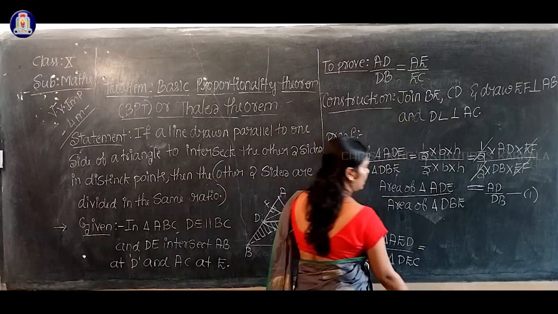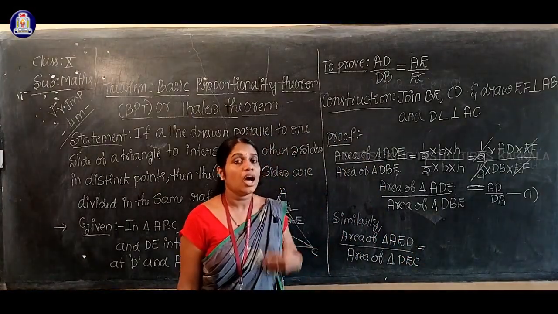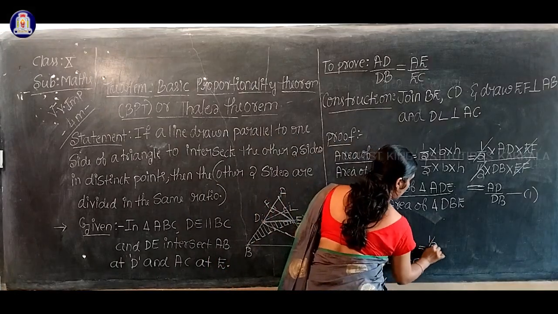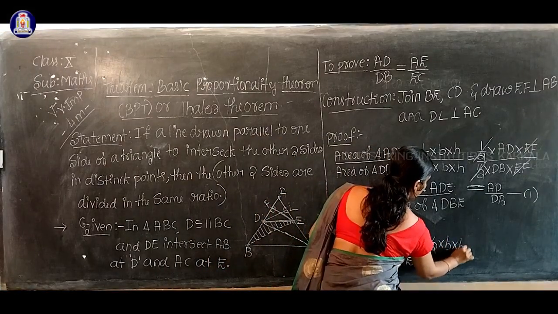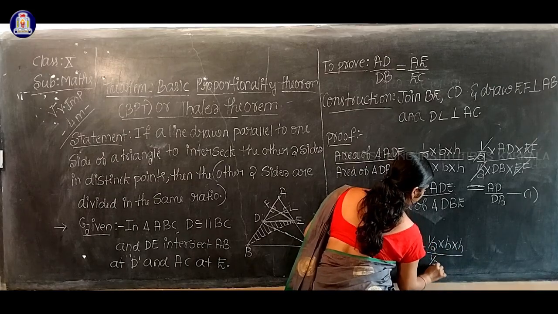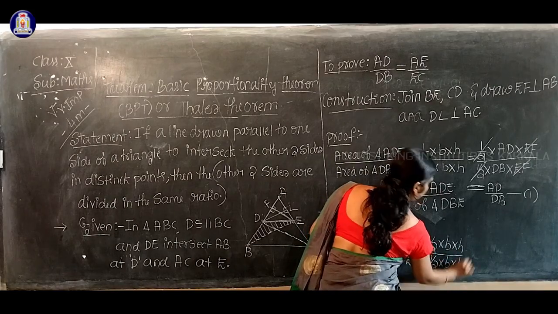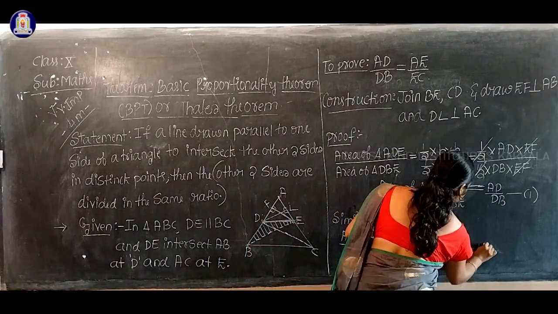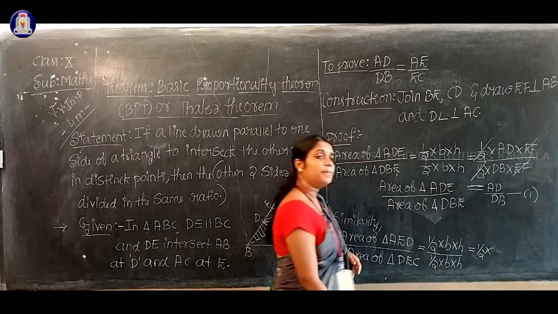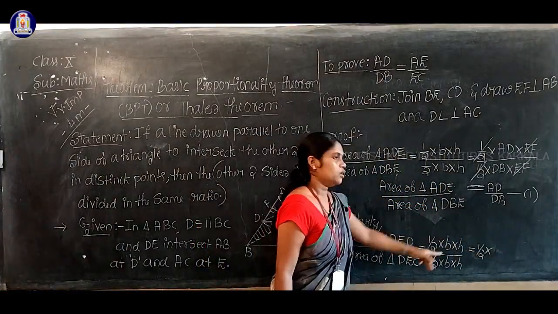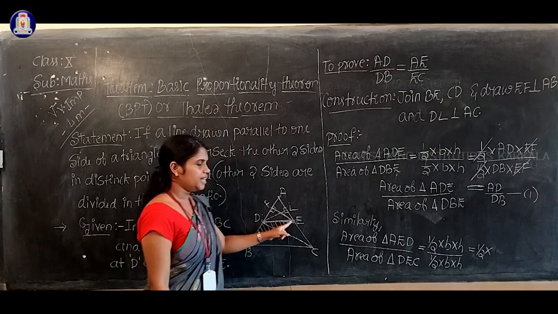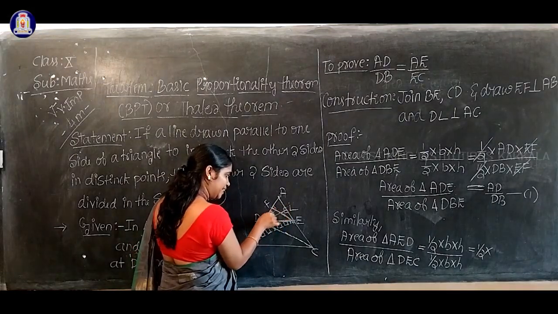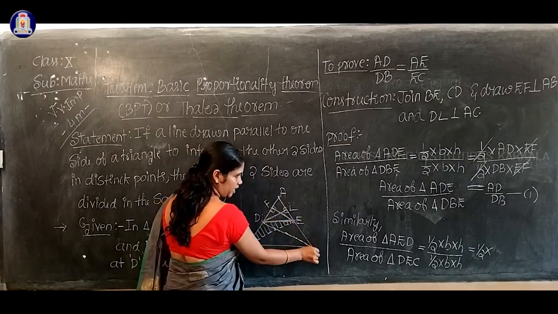Area of a triangle, same formula. What is our formula? Half into base into height, isn't it? So use the same formula, half into base into height, for the lower triangle also. So now we will substitute the values. This is equal to half into base. For this triangle ADE, now consider this DL. DL is perpendicular to AC, isn't it?